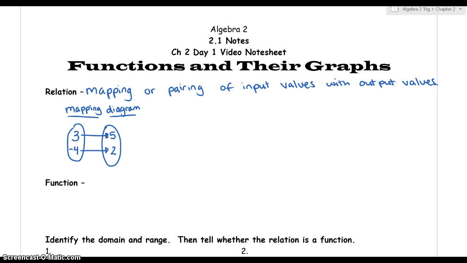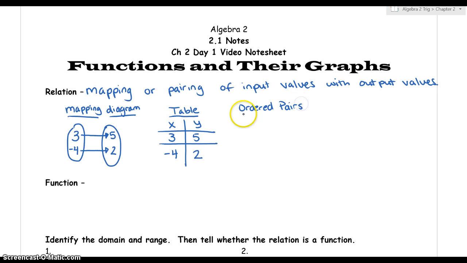Now from here, we can use this and draw a table, which maybe will help you a little bit. Let's say the x value is 3. Well, the y value in that case is 5. And over here, the x value is -4 while the y value is 2. Another way to represent a relation is by making a table, which you are more familiar with. From the table, we can get ordered pairs, and ordered pairs are x comma y. So for example, I have 3 comma 5, and the second is -4 comma 2. So that's our relation set right there.